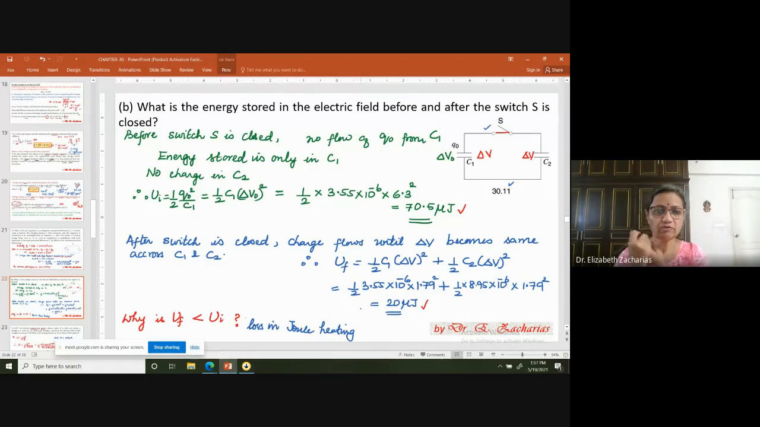Distribution losses, those of you who pay your electricity bill know. At the DISCOM, where they are producing the power, the power produced is something, but by the time it gets distributed to your houses, there is a power loss. Similarly, here also, when all the energy is in one capacitor, it is big. But when it gets distributed between the two, there is a loss of energy in the distribution process. That's why UF is less than UI.